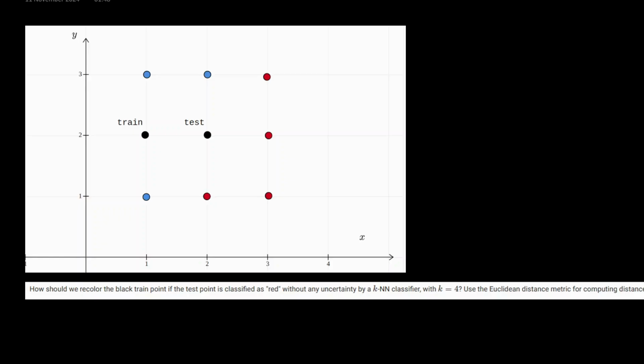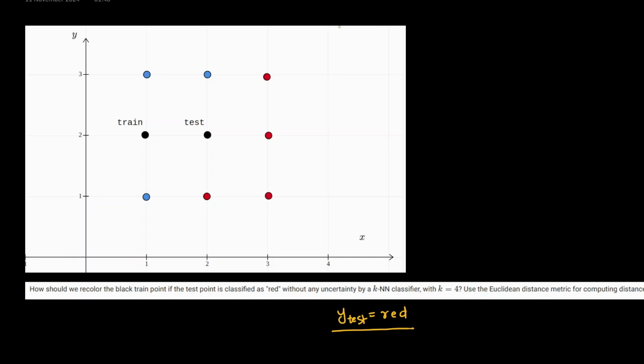Alright, so here's the second question. We have around 9 data points here, and the one at the center is the test data point. There is one training data point for which the label is not known. On the other hand, we already know that the prediction for the test data point is red. So now we have to find out the label of the missing training data point.